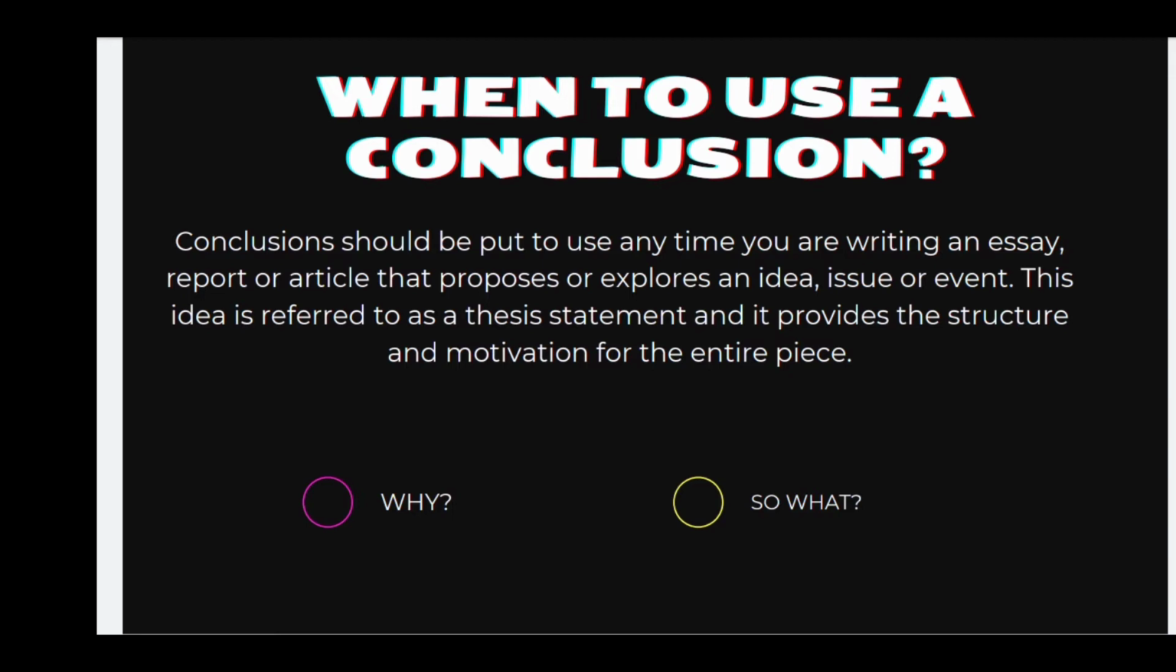This idea is referred to as a thesis statement, and it provides the structure and motivation for the entire piece. In other words, it answers the question why. A conclusion, on the other hand, addresses the so what by clarifying the point of the essay and offering the reader a solution, question, or insight into the subject matter, and reiterates why they should care.